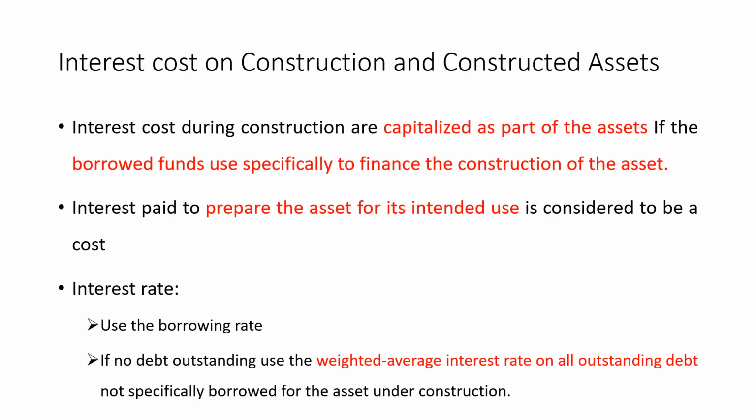Which means if we are taking a loan and we have a specific borrowing rate, that should be used. If we don't have a specific borrowing rate, then we have to take all the outstanding loans' borrowing rates, do a weighted average calculation, and then apply that particular rate to capitalize the interest cost.